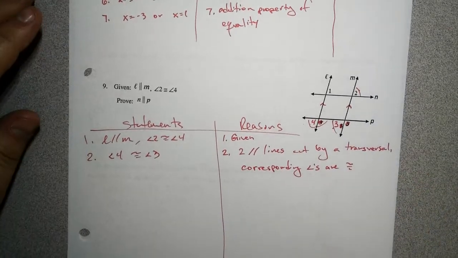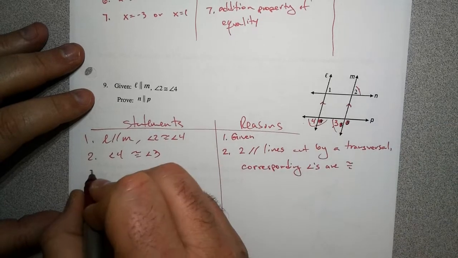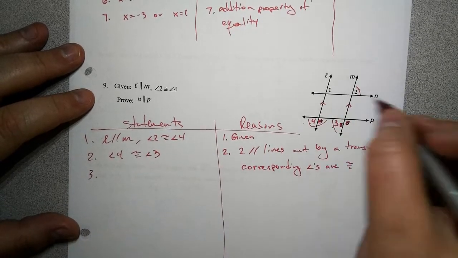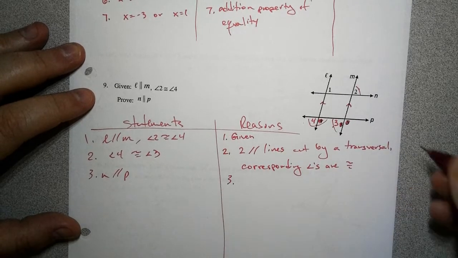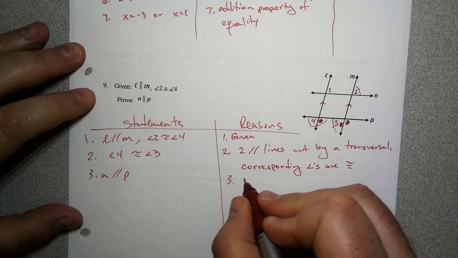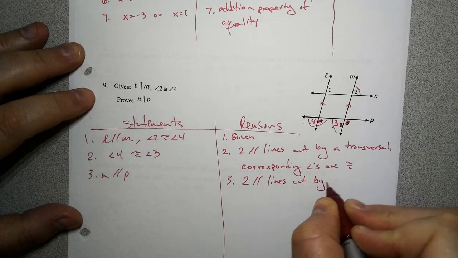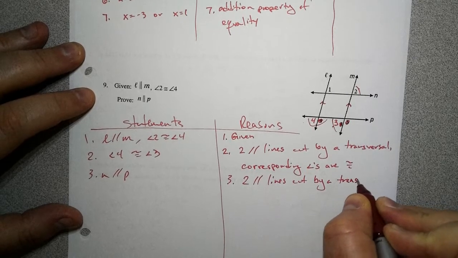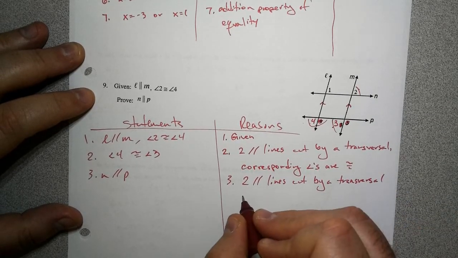Okay, or congruent, and we're good to go. Now, since these are corresponding and congruent, I can tell you that these two lines, N and P, have to be parallel because these alternate exterior angles are equal. Same thing, parallel line reason, starts off with 2 parallel lines cut by a transversal. And then fill it out.